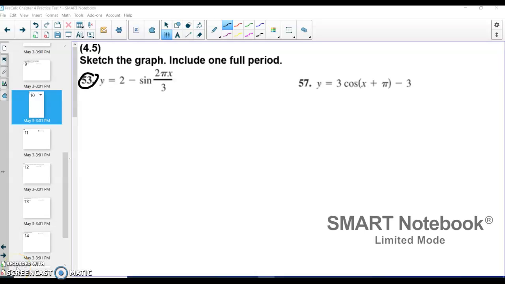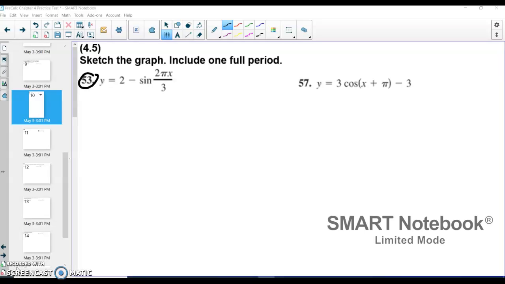All right, here's my video for graphing this one on 53. And it is definitely a tougher one because our b value is 2 pi over 3. We have an amplitude change where we're multiplying the function by -1, and then we have a vertical shift of +2, and we want to account for all of that.